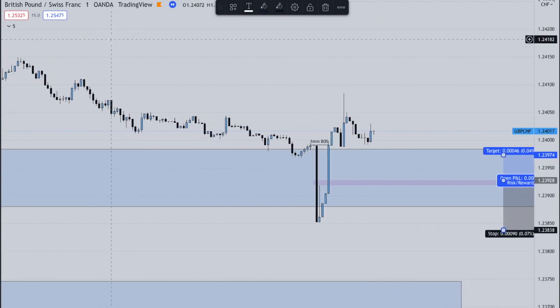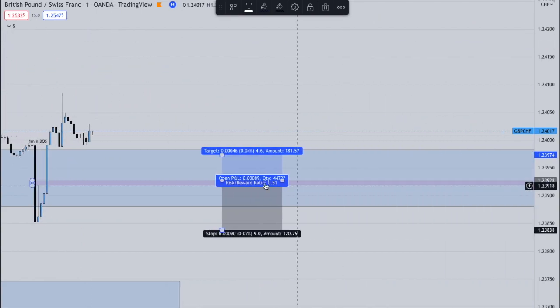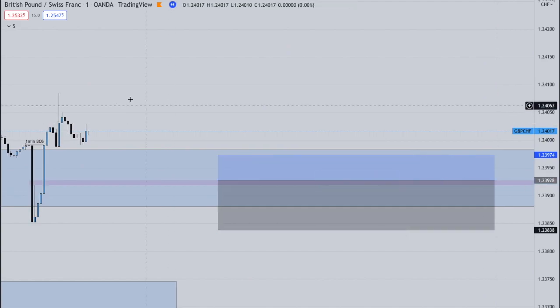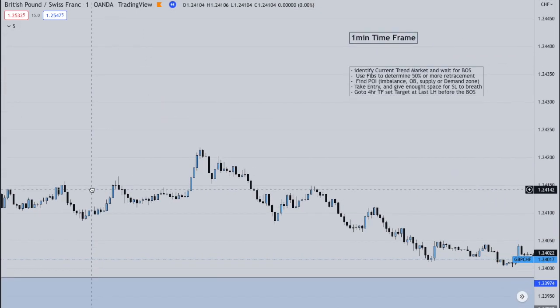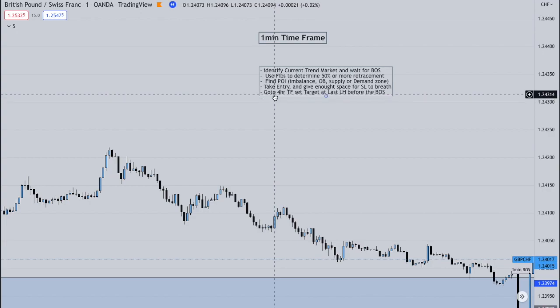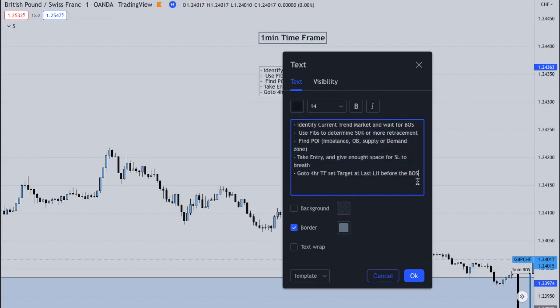And then what does it say? Let's go ahead and move this over, and let's see what the steps say. From here, go to the 4-hour time frame to set your target on the last lower high before the break of structure. Let's make sure we notate this, before the break of structure on the 4-hour.